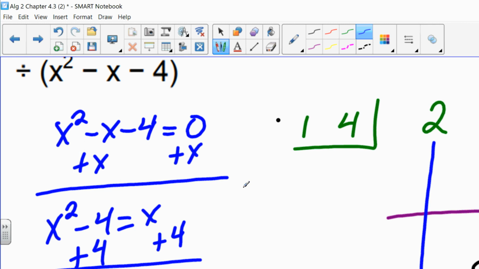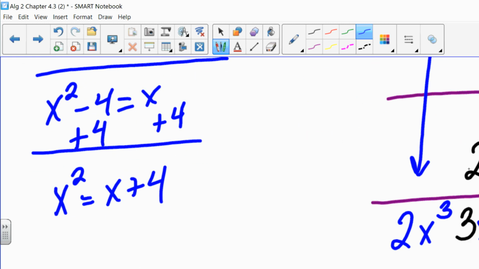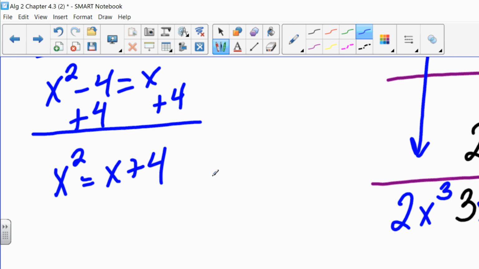So I show you this to show you that it is possible to do this with non-binomial divisors, dividing by something that's not a binomial. But it does get a little bit tricky. Questions on this here? So it would be 2x cubed plus 3x squared minus 4x plus 6.